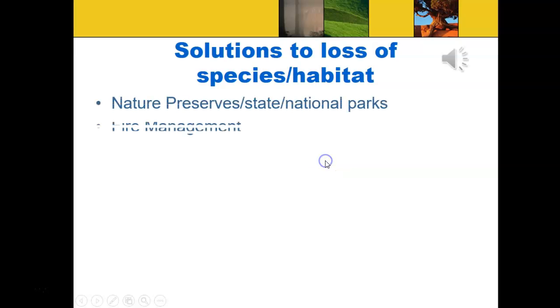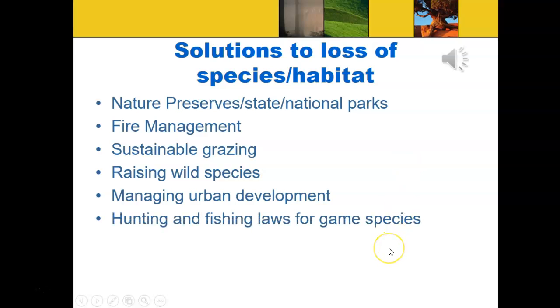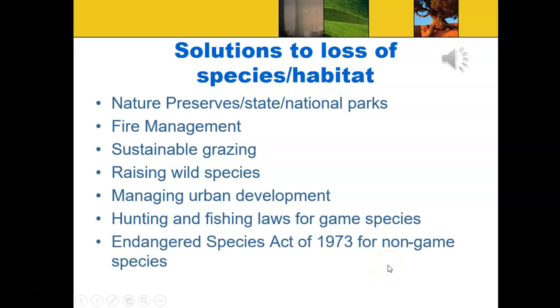Some of the solutions to loss of species or habitats: nature preserves or state and national parks to basically preserve the land, prevent hunting, and maintain the ecosystems. Fire management, sustainable grazing, raising wild species, managing urban development to prevent fragmentation, hunting and fishing laws for game species, and then the Endangered Species Act of 1973 for non-game species also makes it illegal to hunt or destroy endangered organisms.